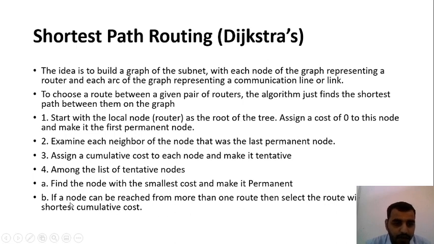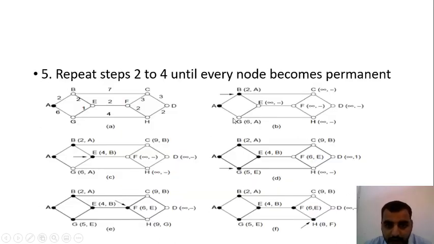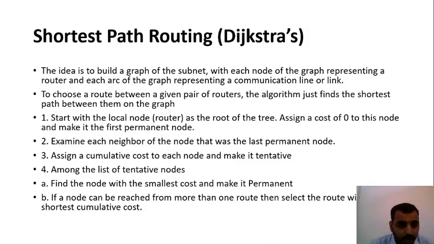Now what does it say? If a node can be reached from more than one route, then select the route with the shortest cumulative cost of path. If you are coming from A to B and from B to E, you can see the cost is 7, while here the cost is 2. So it will take the optimal path to go to E. And if one node has two connecting nodes, it will take the least cost. So this is how it works. If a node can be reached from more than one route, select the route with the shortest cumulative cost.